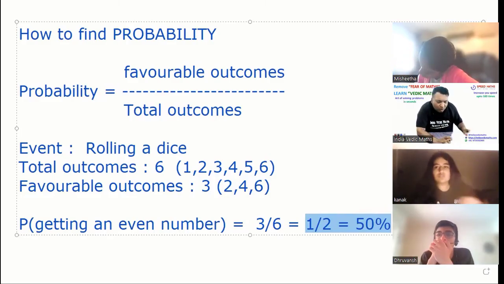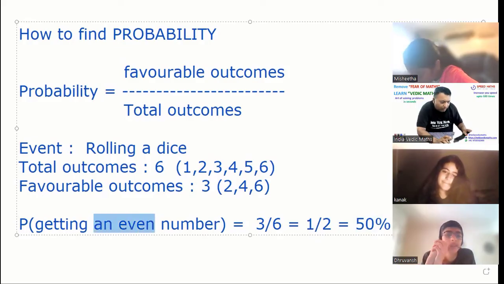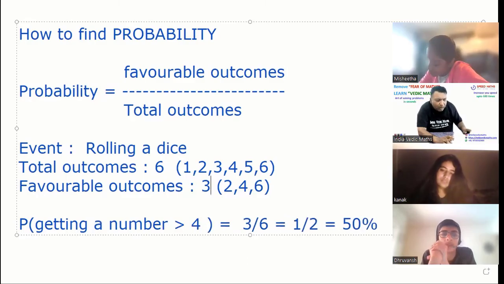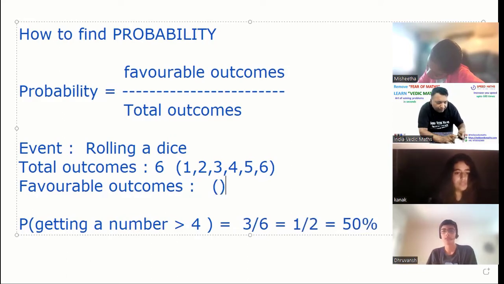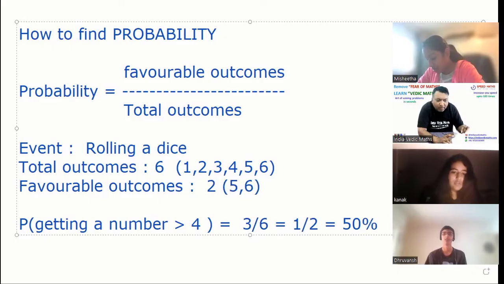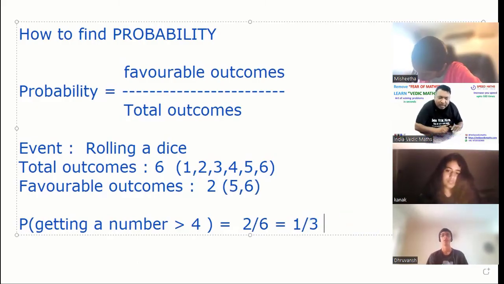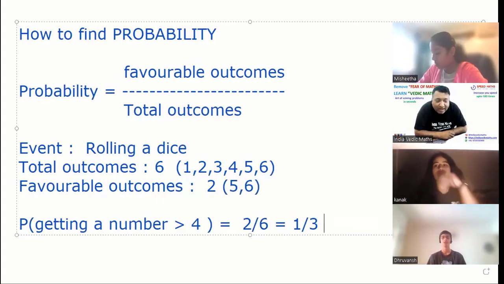If I change the question now, Kanak, if I say getting a number greater than 4, which outcomes will be favorable to you, Kanak? 5 and 6. So how many outcomes are favorable? 2. So the probability now becomes 1 by 3, or 33.33%. Agree, Kanak? Good. That is the basic concept of probability.